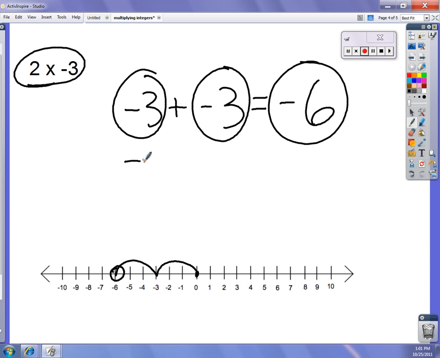So if we repeat addition of negative numbers and each number is negative, same sign, add and keep the negative, we get negative 6.